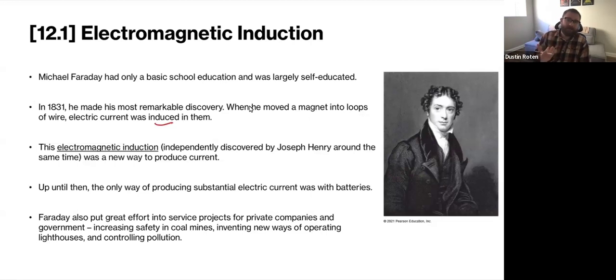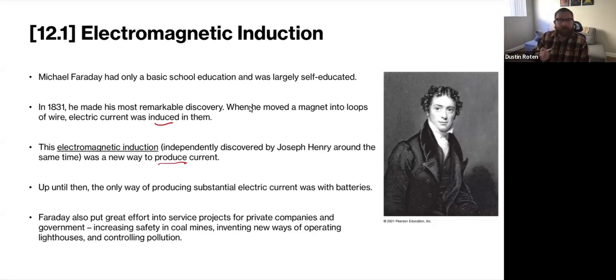This electromagnetic induction, which was also discovered by Joseph Henry around the same time, was essentially a new way to produce current. Normally, what they were doing in England at this time was just using batteries. I believe they were acid batteries at the time. For the longest time, that's how they assumed you would get current through a wire to light a lamp, just using batteries. So this is an interesting discovery that without using a battery, you can still put in some sort of mechanical energy to get a current out.